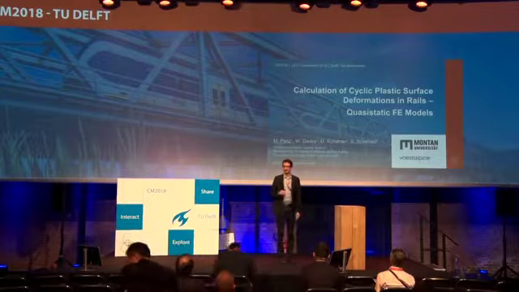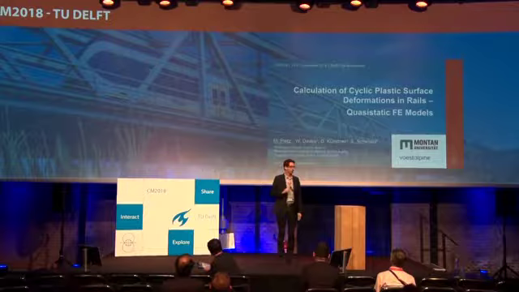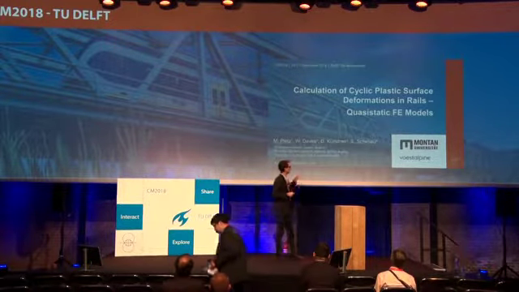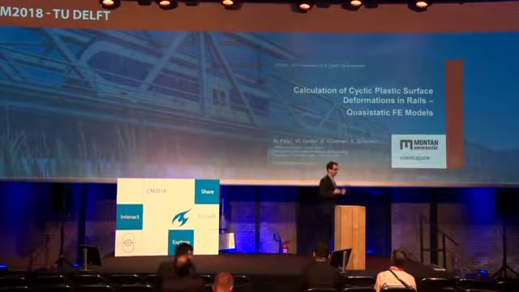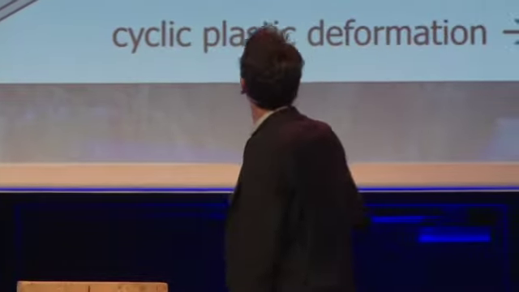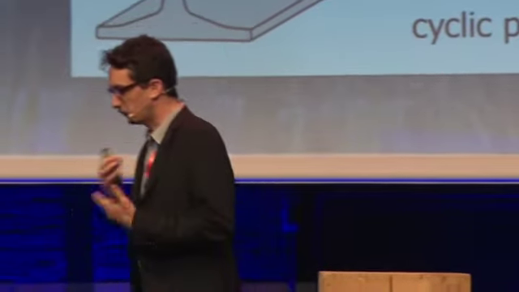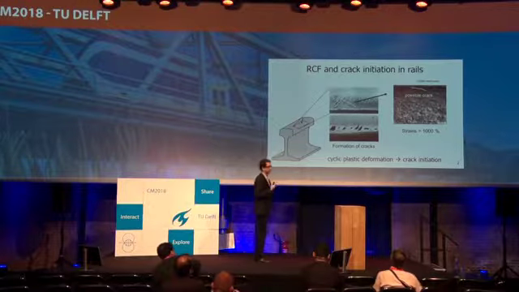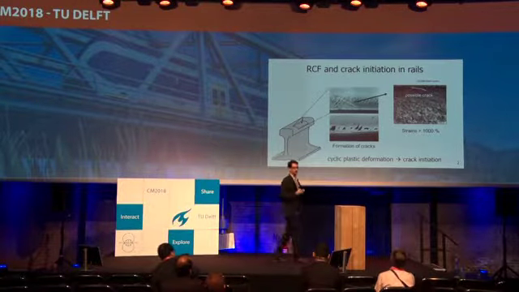Welcome back in the world of detailed engineering problems and contact mechanics. I will talk a little bit about a model that we have developed for checking how to deal with cyclic plastic deformation. So basically, we think in Leoben in our group that the cyclic plastic deformation that occurs in a rail has much to do with crack initiation, but also the crack paths.